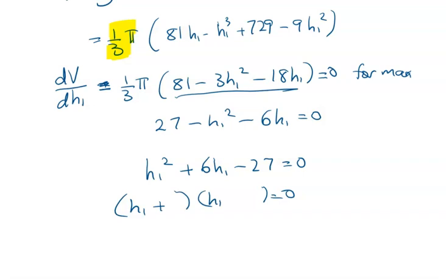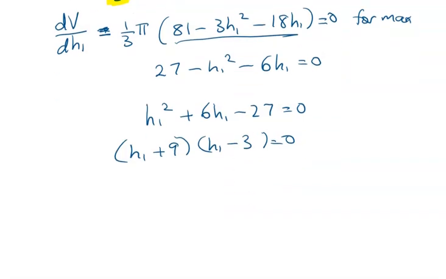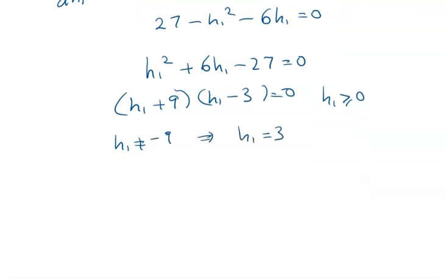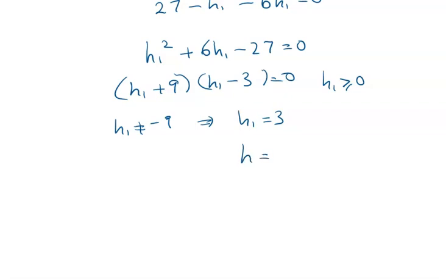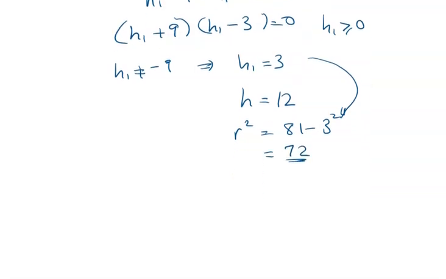So we have h1 plus 9 or h1 minus 3. We know that h1's got to be a positive number or 0. So h1 can't be equal to negative 9. That means that h1 has to equal 3. This gives us a height for the cone of 12, so that's 3 plus 9, and an r squared of 81 minus 3 squared, so r squared is equal to 72.